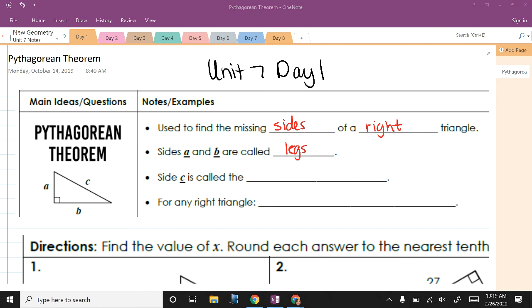Hypotenuse. My pen is not writing. Hello, pen. There you are. Technology is not my friend today.